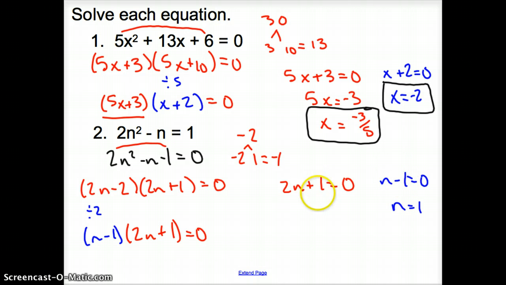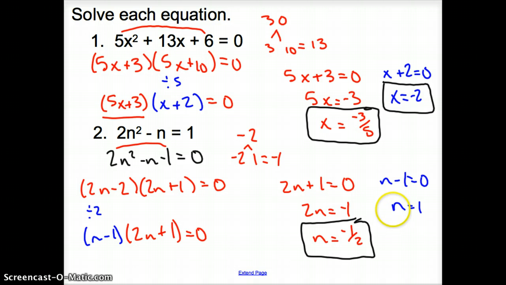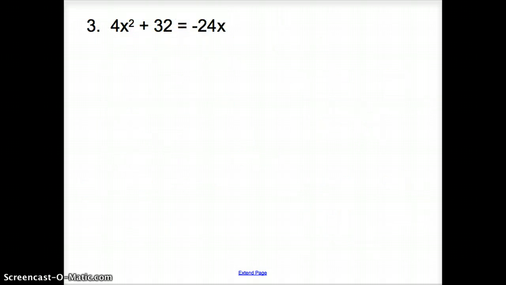We look at the red guy, we have to subtract the 1 over, so now it's 2n equals -1. How do we get this 2 away from n? We divide, so now n equals -1/2. So again, we have 2 answers: n equals -1/2, and here n equals 1. Let's try one more example.